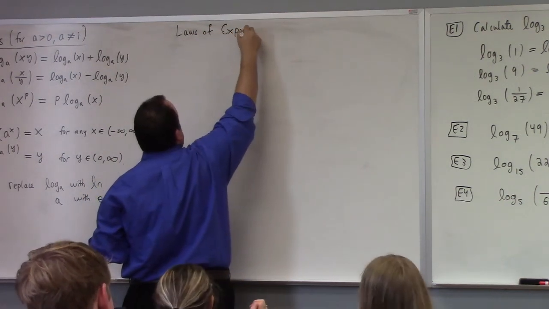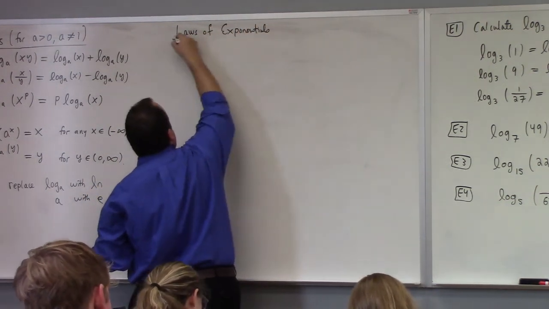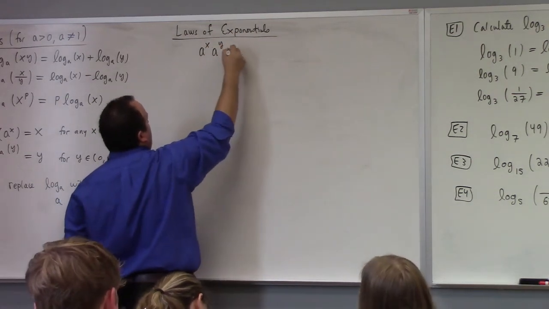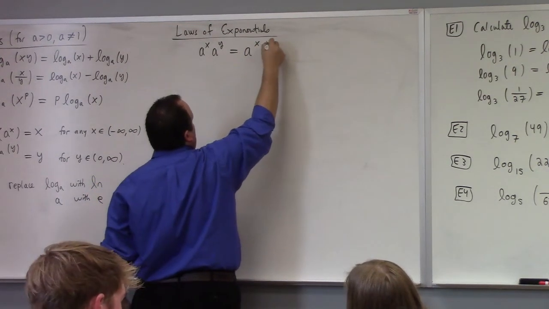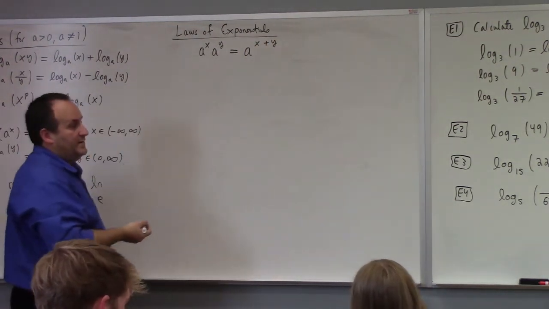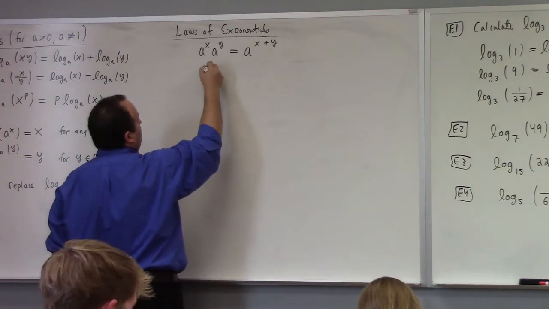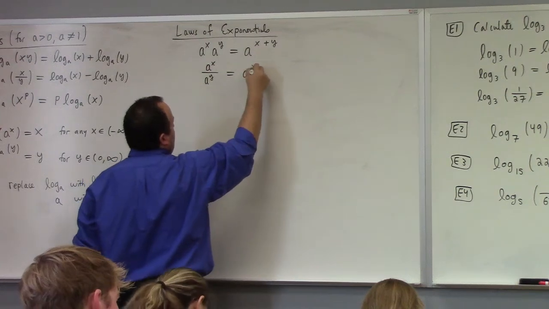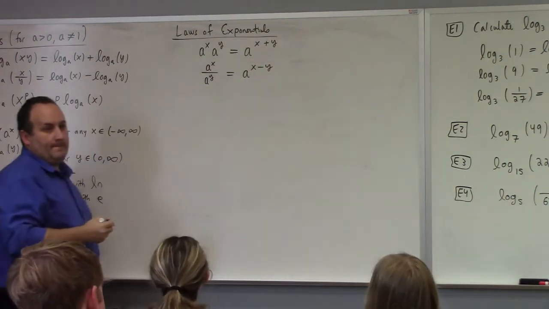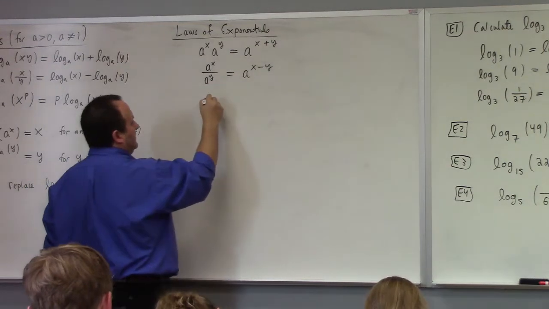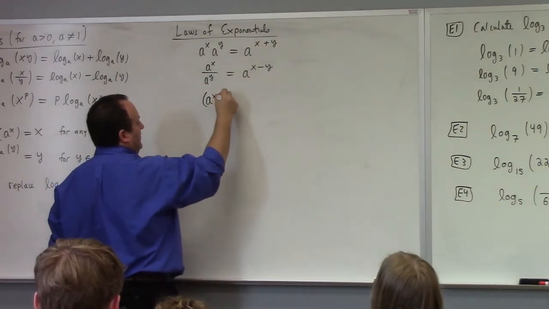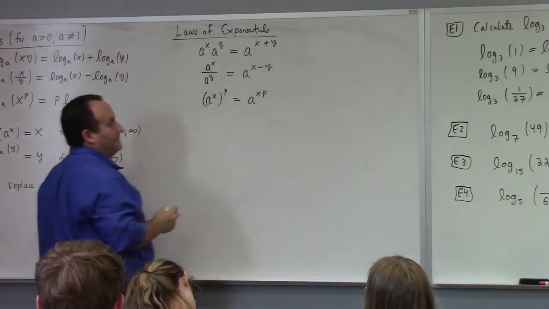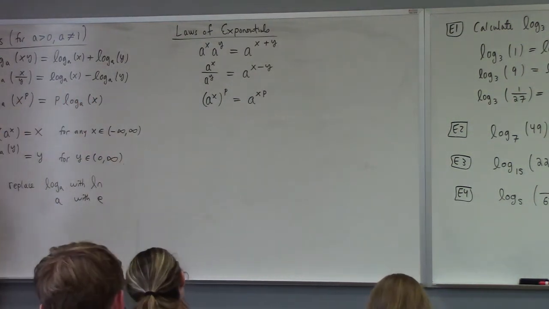What are the laws of exponents? Probably should talk about that a little bit, shouldn't we? So if we have a to the x times a to the y, we get a to the x plus y. That's one. Another one is if we have a to the x over a to the y, we get a to the x minus y. And then there's also this one: if we have a to the x to the power p, we get a to the xp. So these are some important laws of exponents, right?